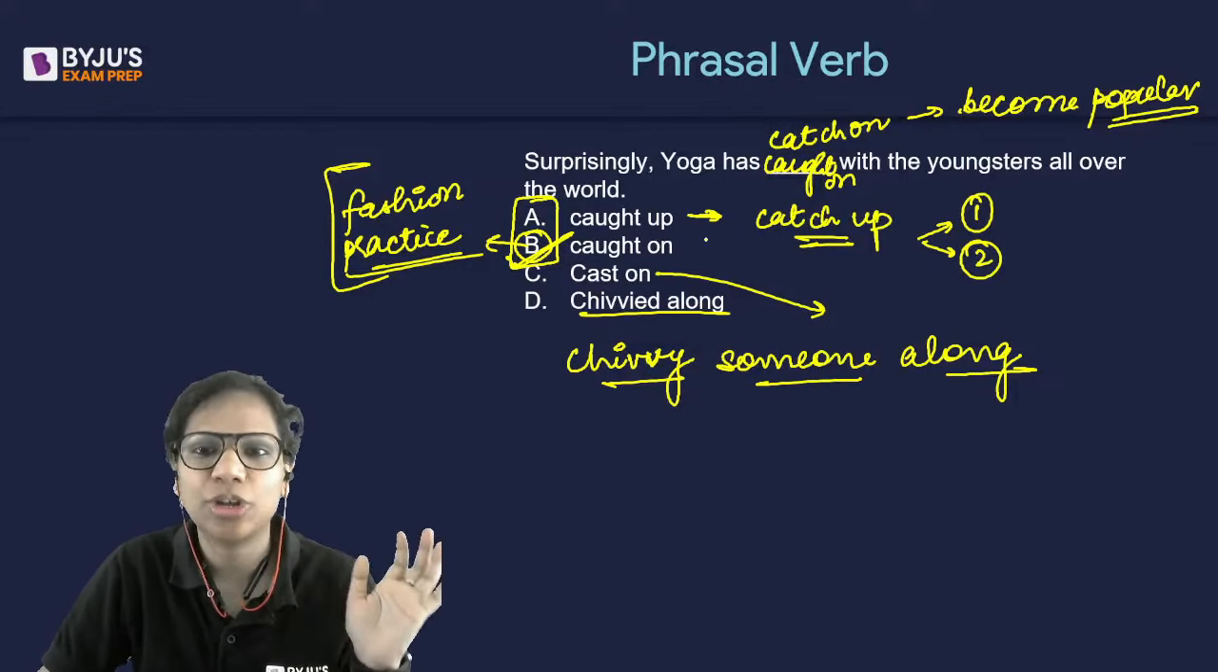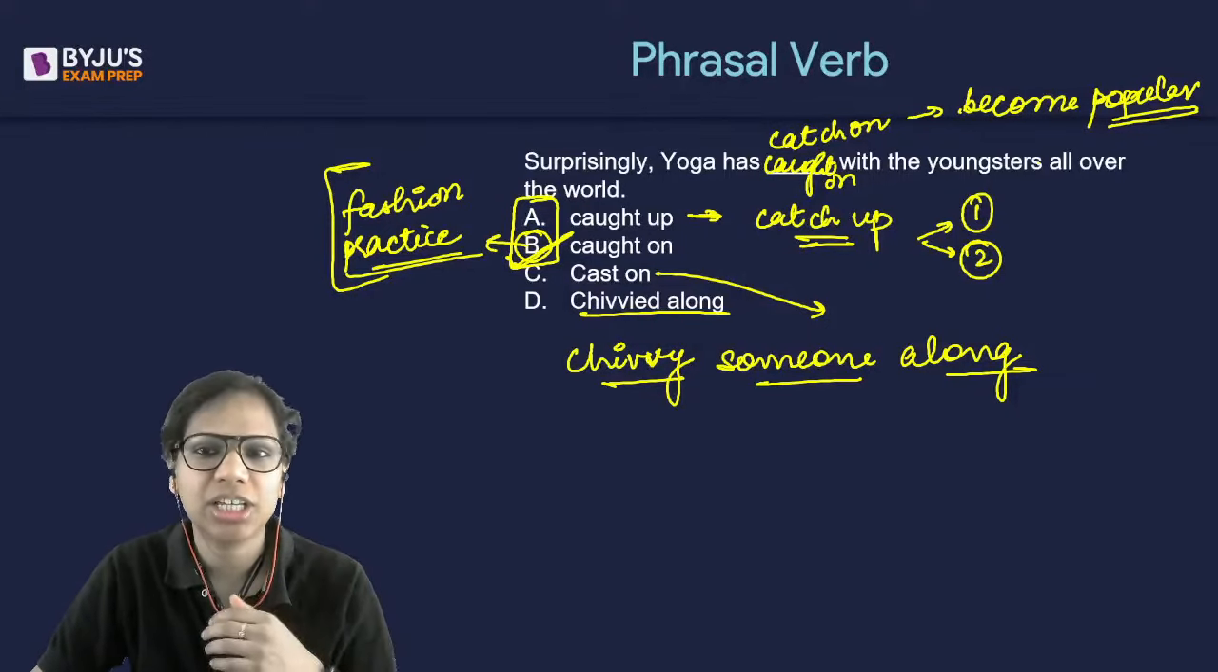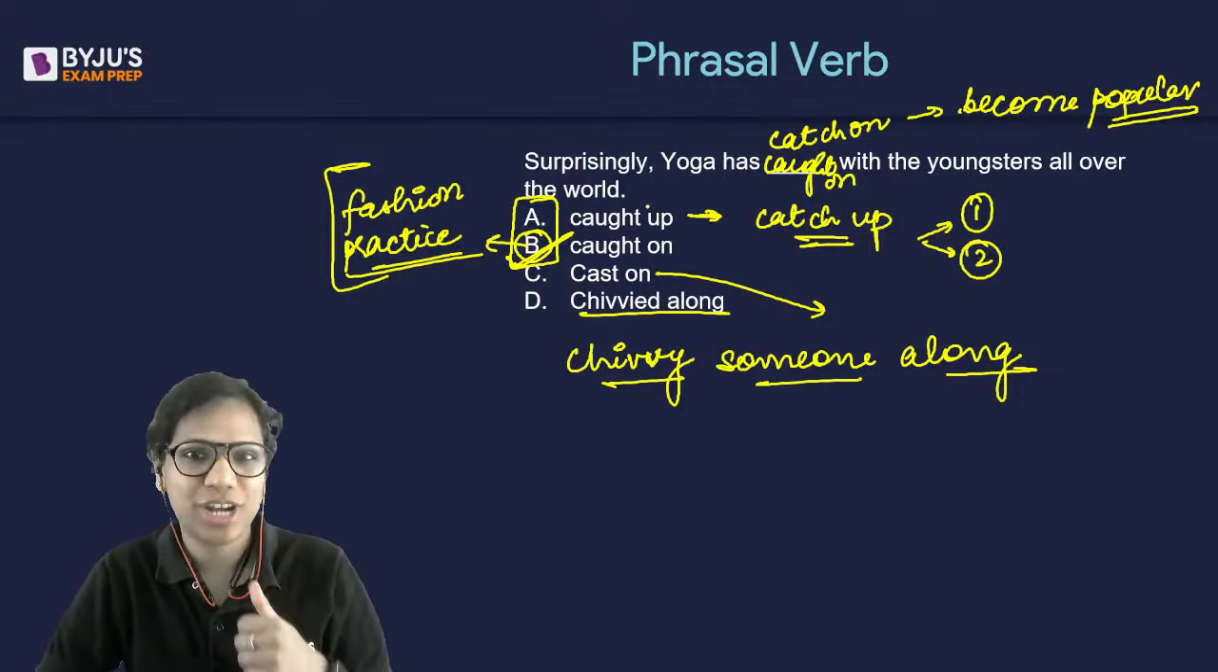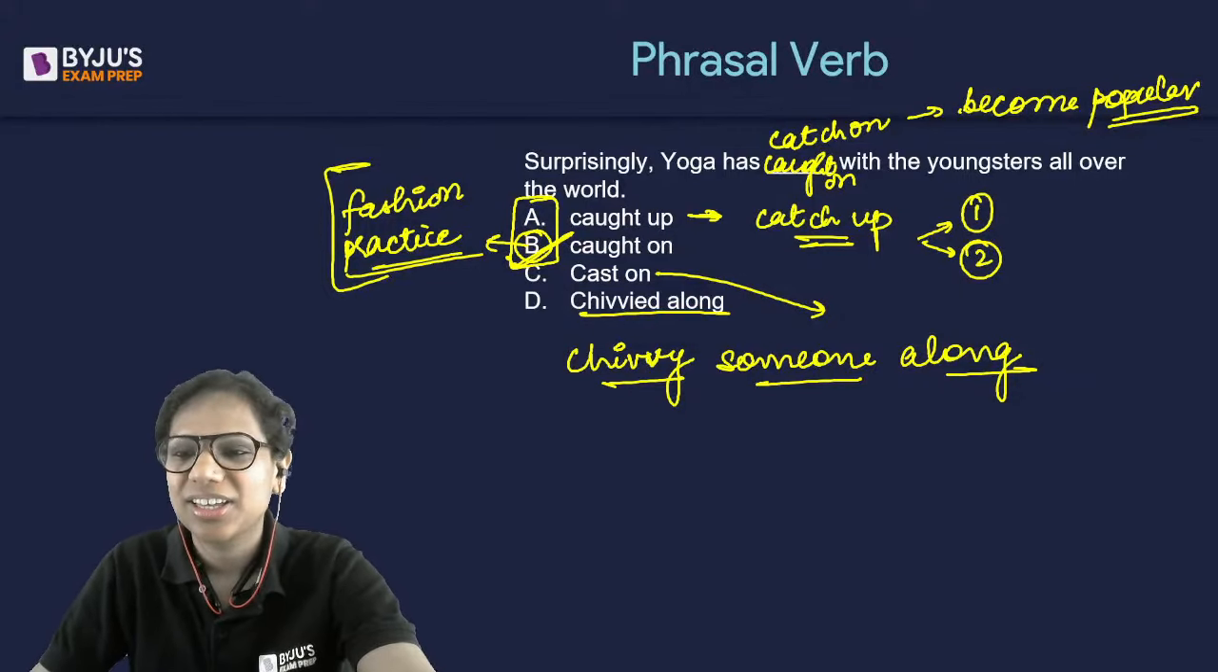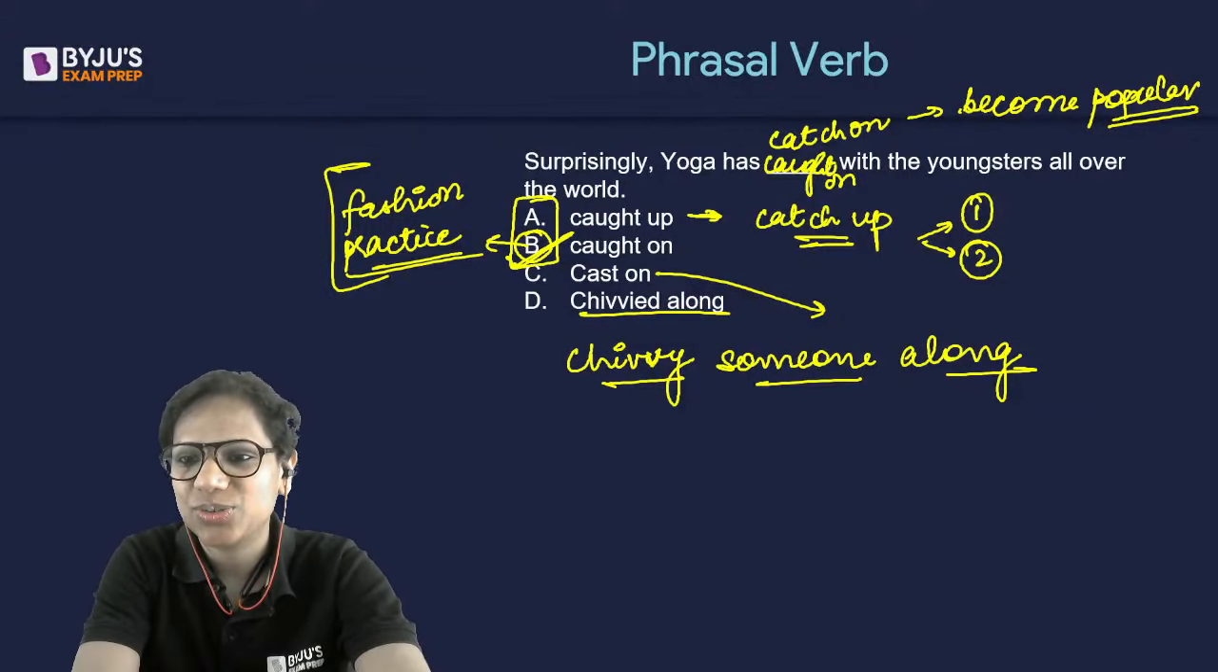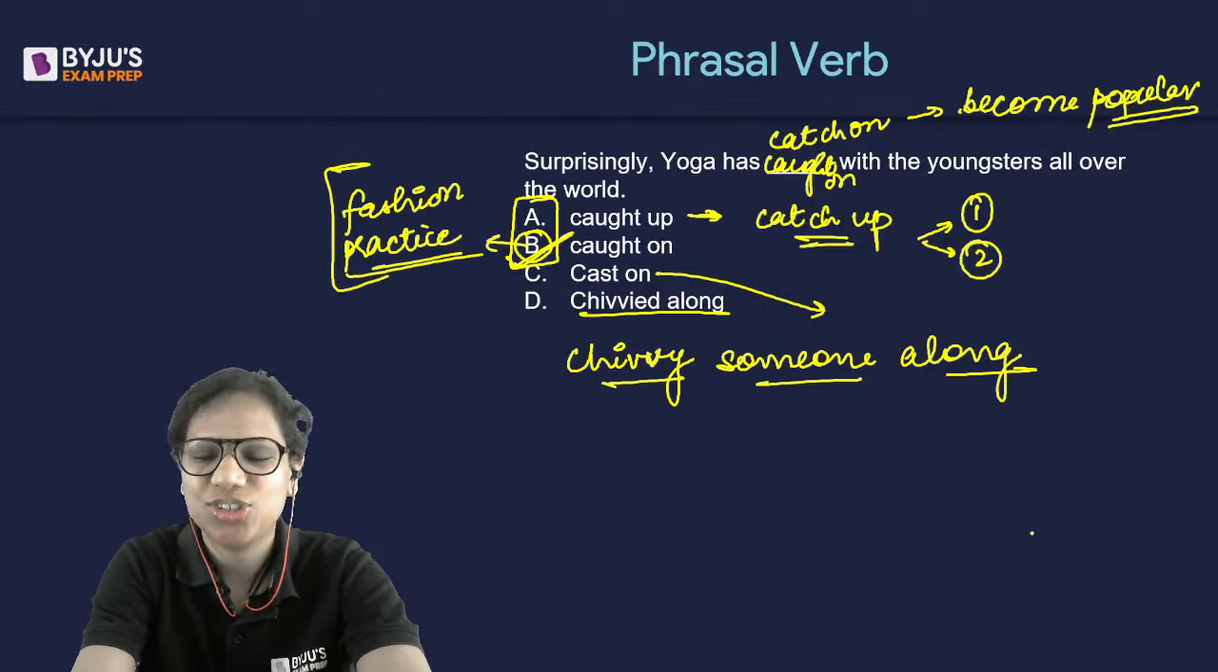She cast a spell on him. Yoga has caught on with the youngsters. I caught up with my friends. Right? Hope this is clear to you. Chalo, good.